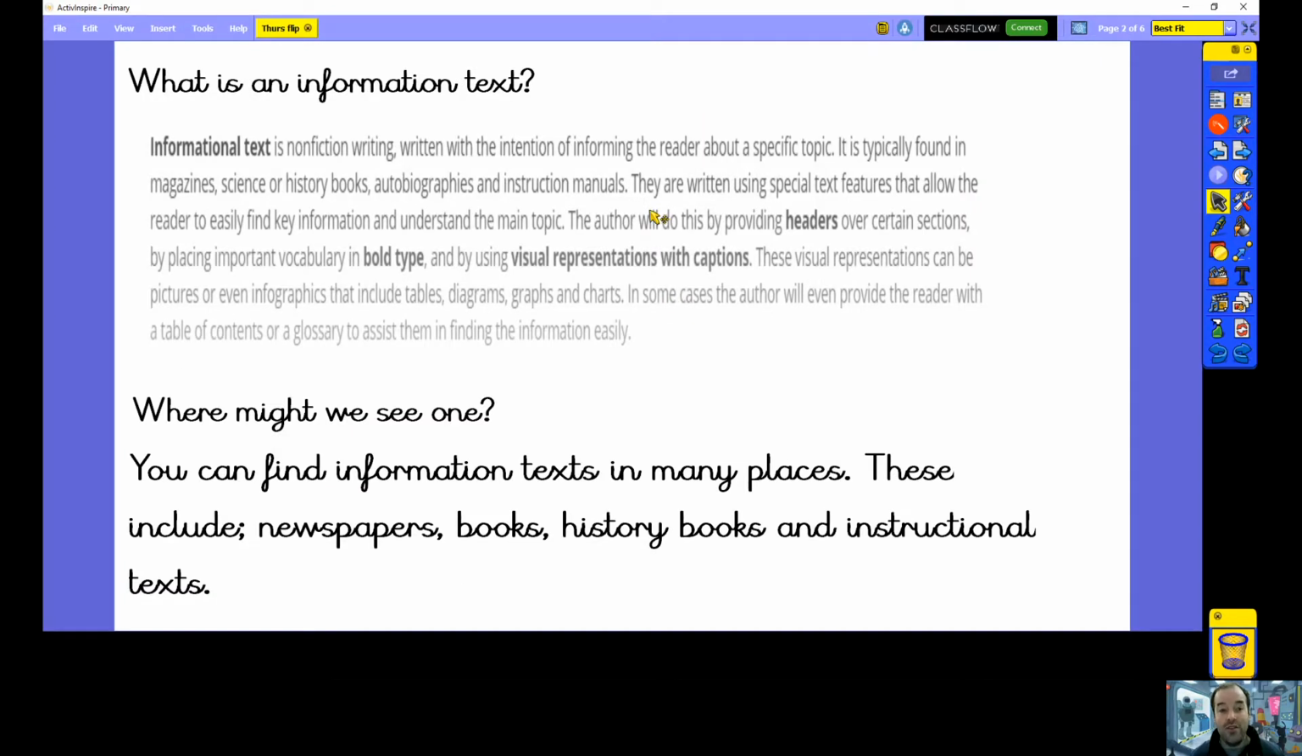So you can find them in lots of different places. You can find them in magazines, history and science books, autobiographies, newspapers, instruction manuals. So obviously an instruction manual is an information text. If you've ever done Lego or something like that, it has the instructions, tells you how to build it. That is an information text. Even though there's not a lot of writing, it is telling you how to do something. It's telling you about a specific thing. So it is an information text. And like I said, you can find them in many, many different places. And you'll have used loads in your life without perhaps knowing that you have, which is quite interesting.